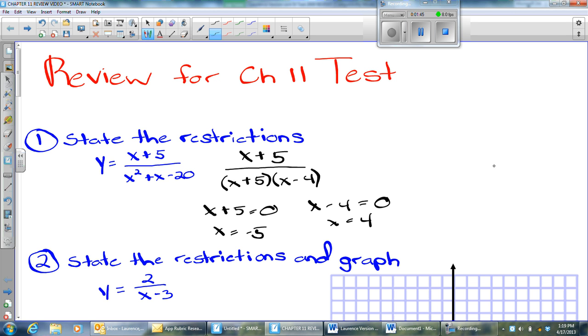Now, these are restrictions, so we're going to state them as x cannot equal negative 5, and x cannot equal 4. State them as x cannot equal. That is our restriction. Otherwise, I could assume that y cannot equal negative 5. You have to state x does not equal. So this is the final answer for number 1. You have to have both if there's more than one restriction. You can't just have negative 5. You have to have negative 5 and 4.